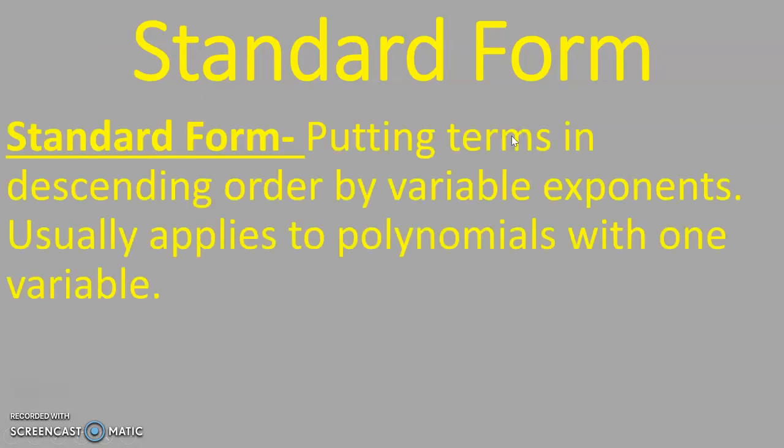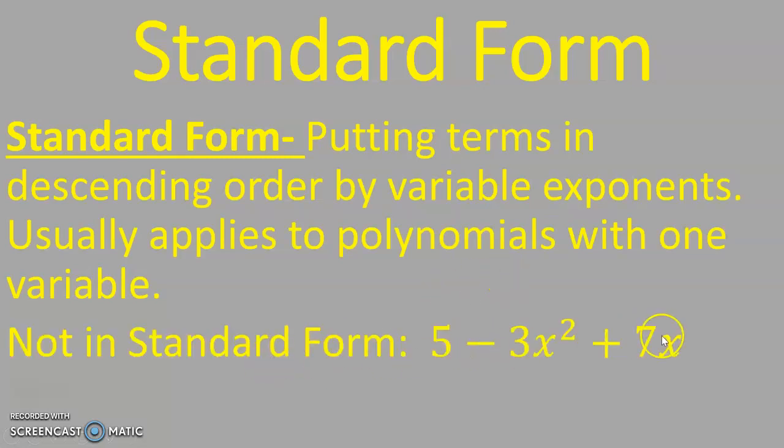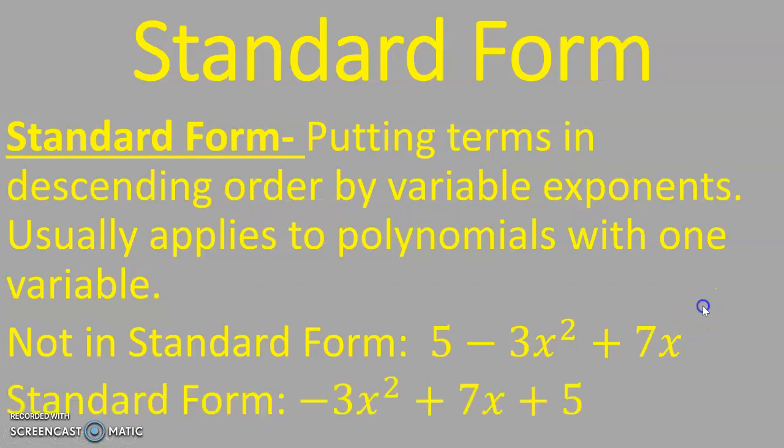Standard form is when you put the terms in order based on their variable exponents. You want to put them in descending order. So this would not be in standard form because we have 0, 2, and 1. That's not in order. We prefer it to be 2, 1, 0. Again, variable exponents are what we're looking for. Notice also that the negative in front of 3x squared must stay in front of 3x squared.